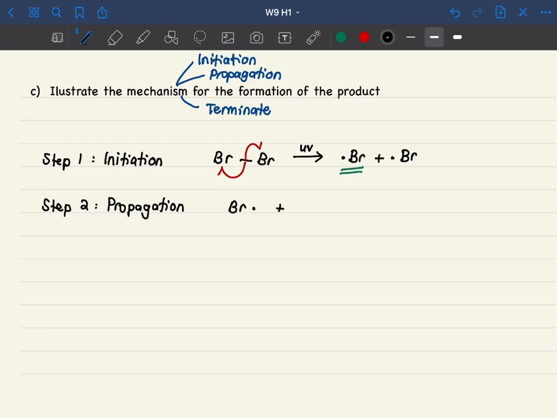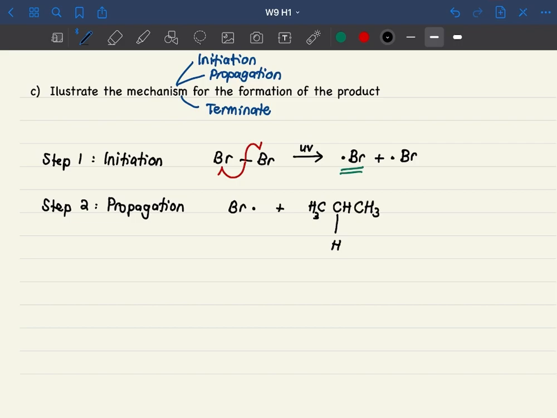with our propane. Since we're going to have combinations of product which include the major and minor, usually for the mechanism, we're going to focus on the major product. The major product will involve the carbon at the center. So we're going to show the bonding between C and H at the carbon center. We have CH here, and attached to it we have H, and we have CH3 down here.